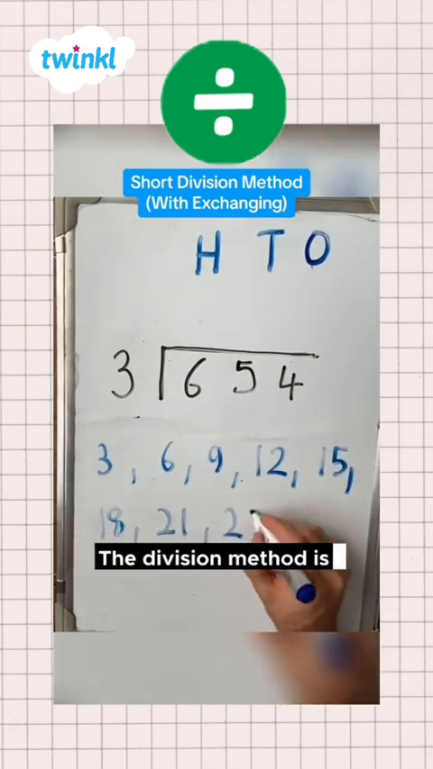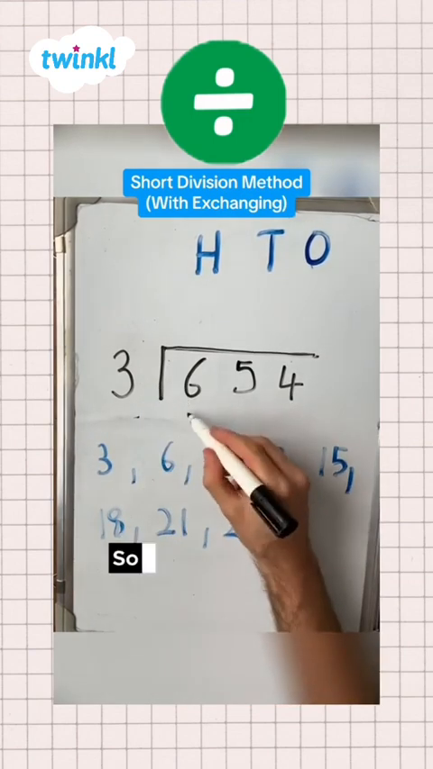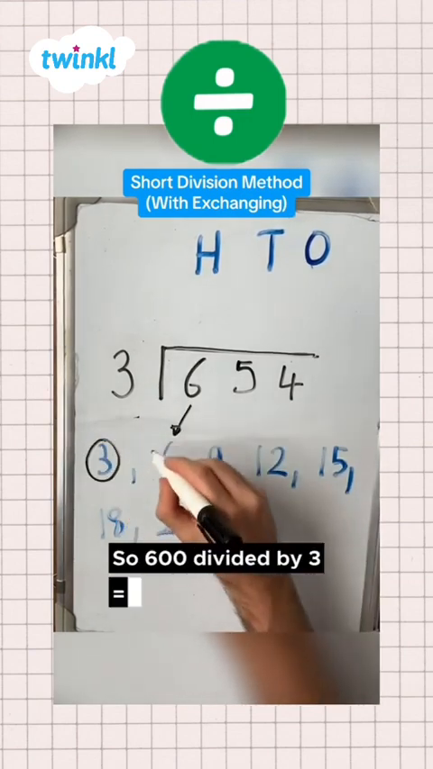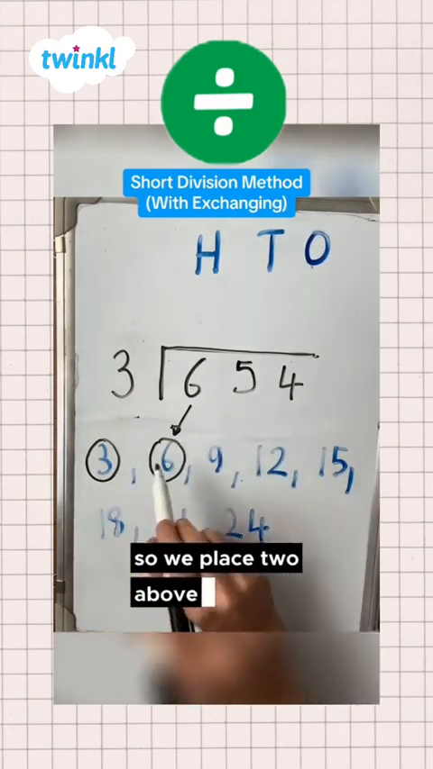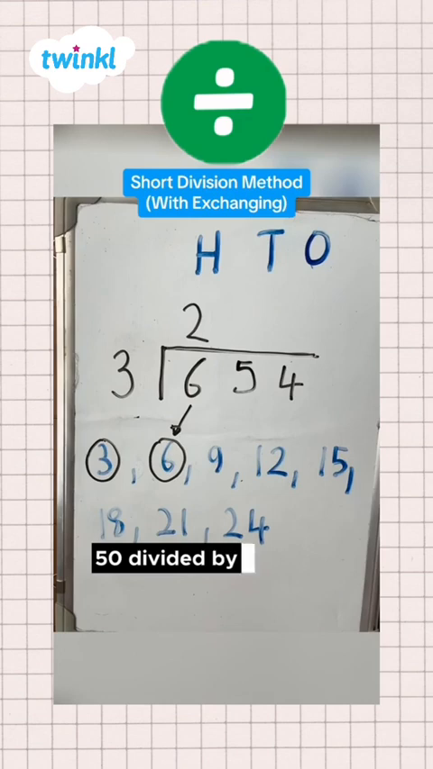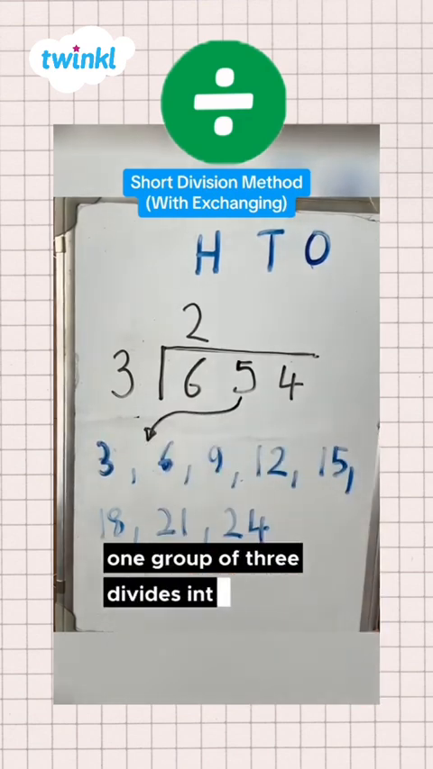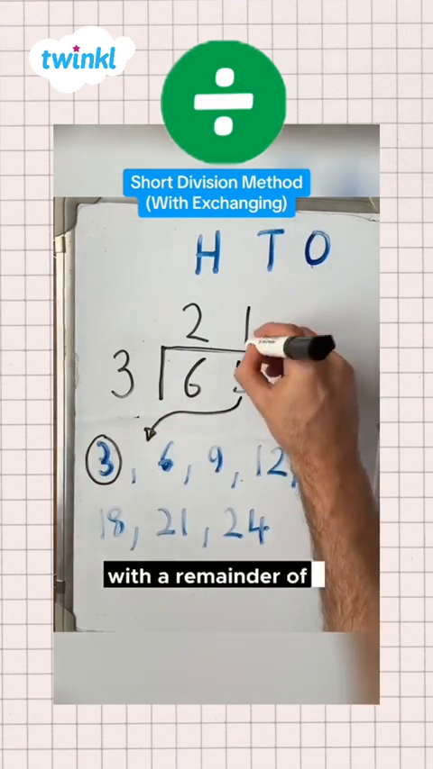The division method is different as we start with the largest value digit, in this case the hundreds. So 600 divided by 3 equals 200, so we place 2 above the 6. Then we move into the tens column. 50 divided by 3 doesn't go into it equally. We could say one group of 3 divides into 5 once with a remainder of 2.